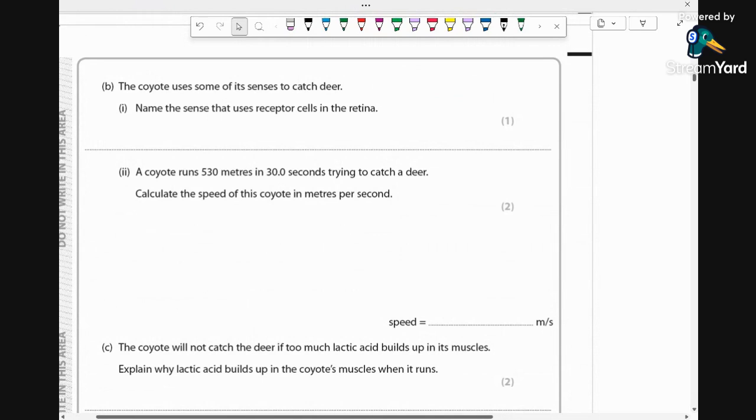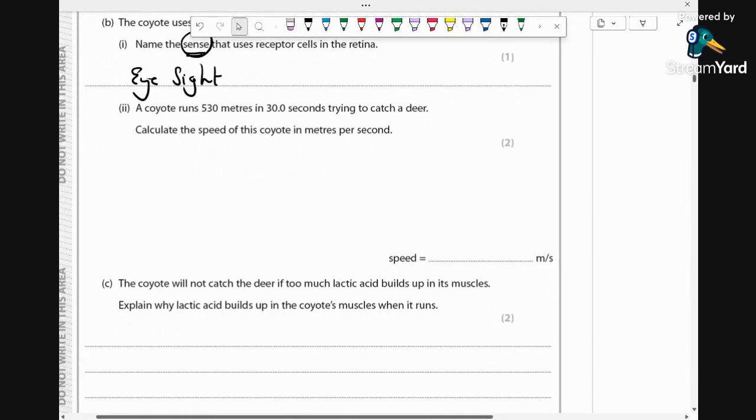The coyote uses some of the senses to catch deer. Name the sense that uses receptor cells in the retina. Okay, this is not asking for the receptor cells. This is asking for the sense that those cells in the retina detect. So the receptor cells, of course, are rods and cone cells in the retina. They detect light, and of course, the sense is therefore eyesight or sight. Let's go eyesight.